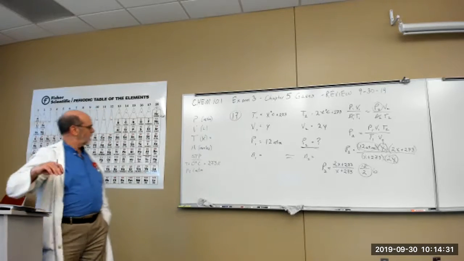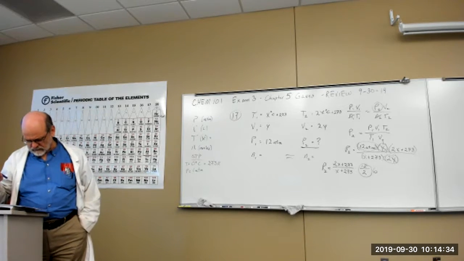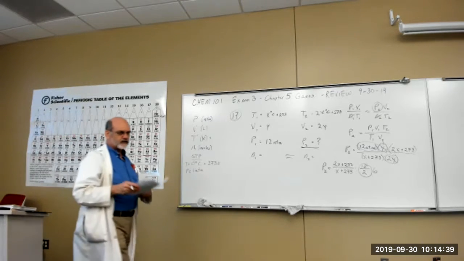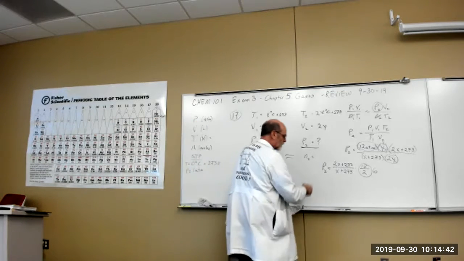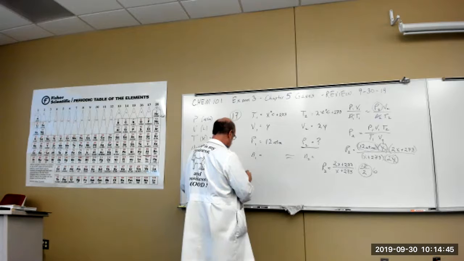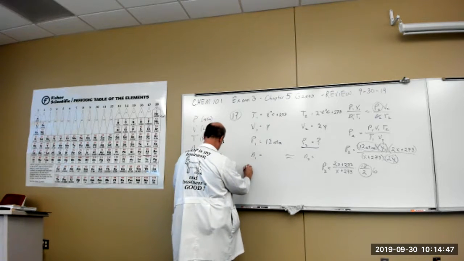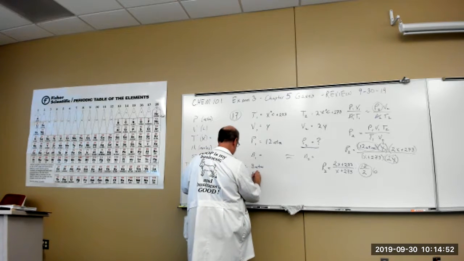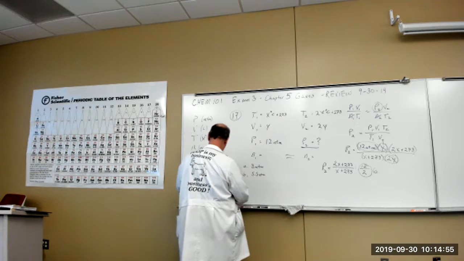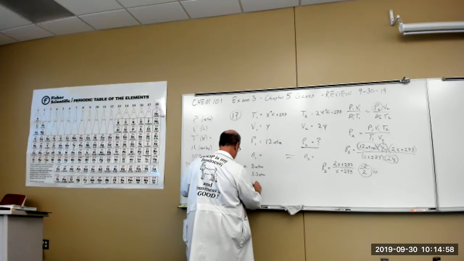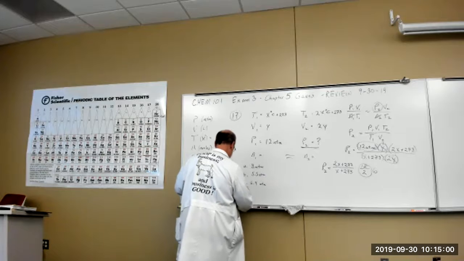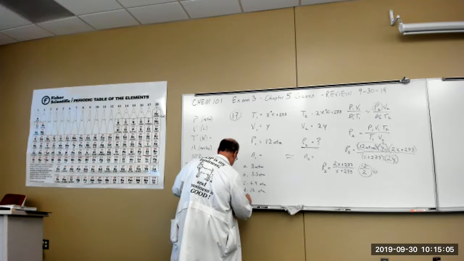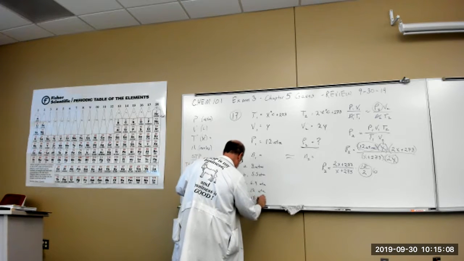Now, 17. What's a good estimate for the new pressure? Okay. For this one, you don't have to do that calculation. What you need to do is look at the choices. 3 atmospheres, 5.5 atmospheres, 6.4, 12, and 15. Okay.